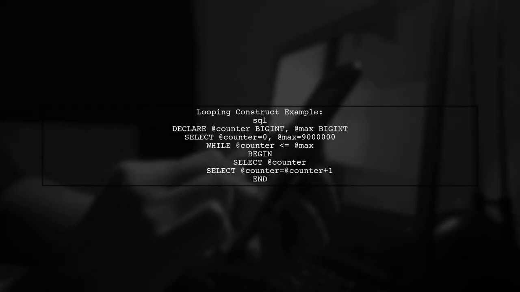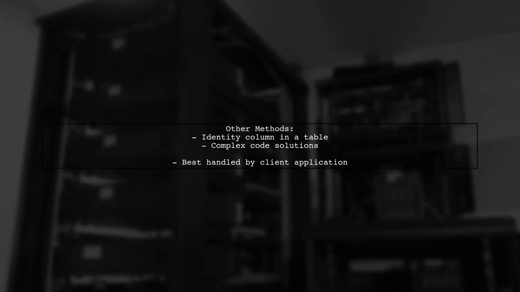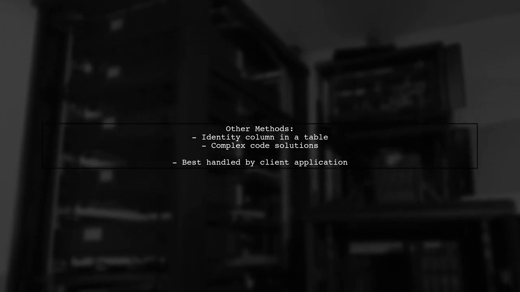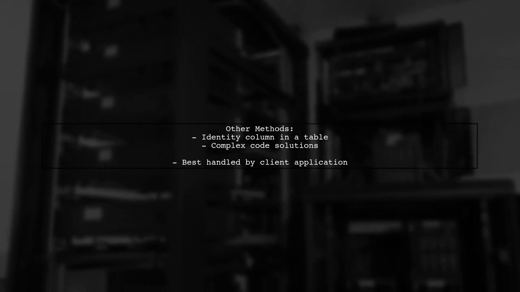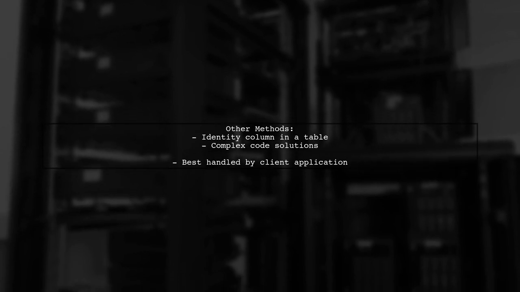An alternative is to use a looping construct in a stored procedure. While this reduces tempdb usage, it still consumes CPU resources and generates many network packets. Creating a table with an identity column is another option, but it also requires significant server resources or complex code. It's often better to handle this on the client side.